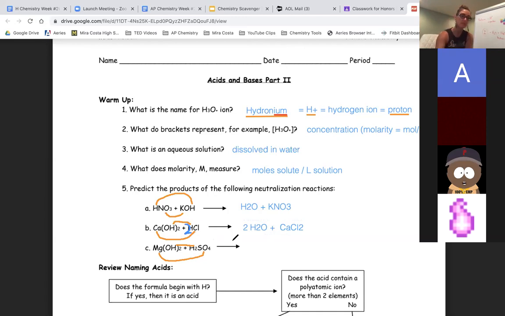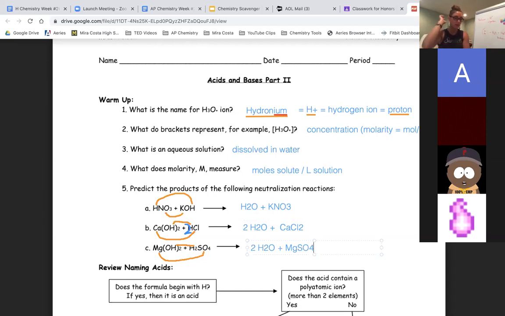Okay. All right, and then lastly, acid plus base makes salt plus water again. So I think to balance this, I'm going to end up with 2 water molecules. And my salt is going to be magnesium and sulfate. Magnesium has a +2, sulfate has a -2. Crisscross applesauce and reduce that 2 to 2 ratio. It ends up being MgSO4. And I think it's balanced just like that.